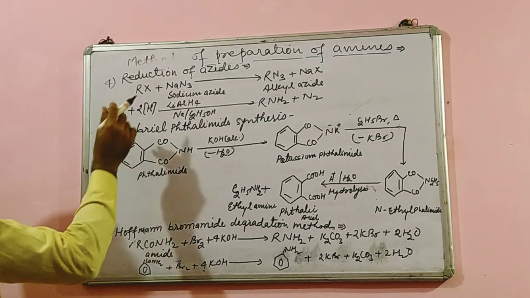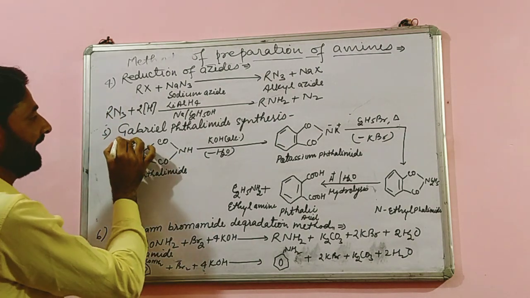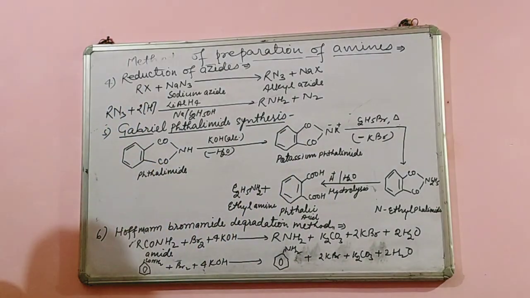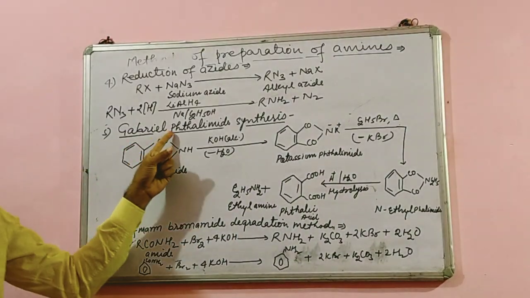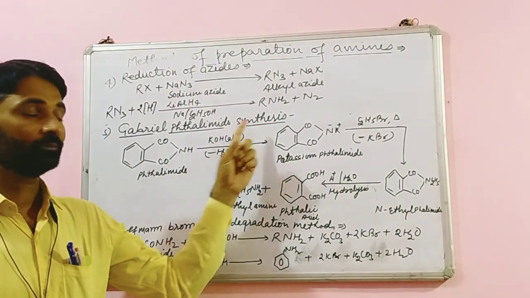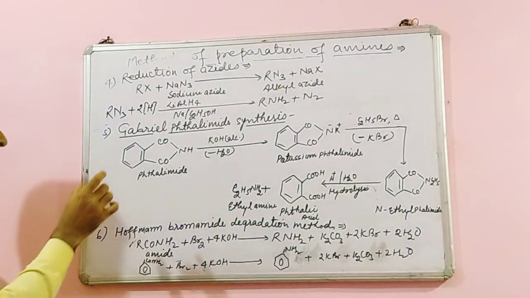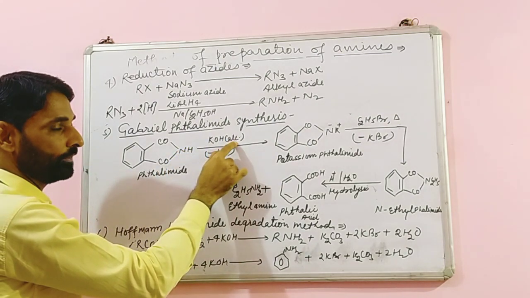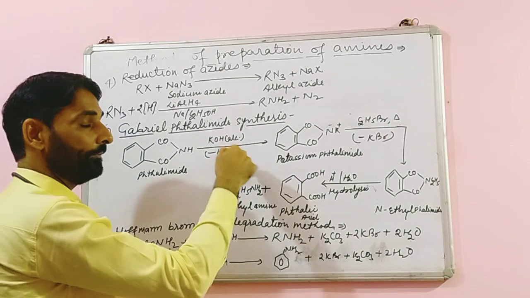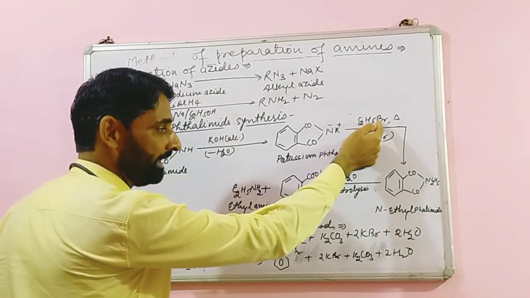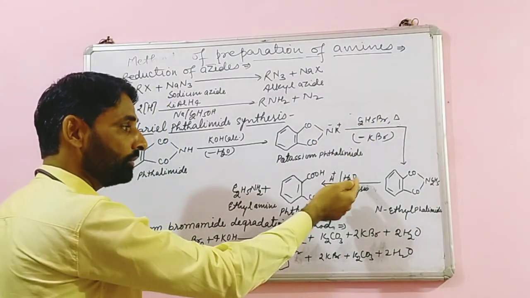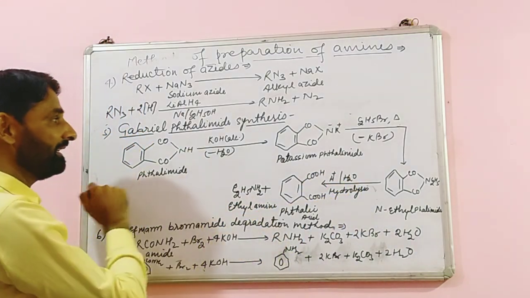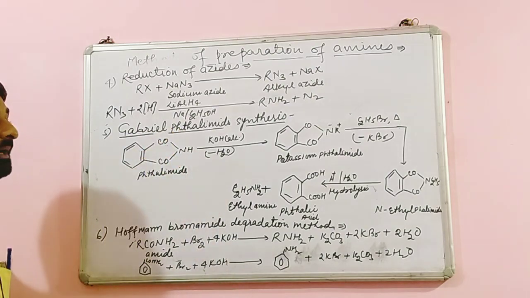The next process by which we can prepare the amines, that is the Gabriel phthalimide synthesis. Gabriel phthalimide synthesis. Dear students, if phthalimide reacts with alcoholic KOH and further reacts with ethyl bromide, and after this it goes to hydrolysis, then produce the amines, and this reaction is known as the Gabriel phthalimide reaction.